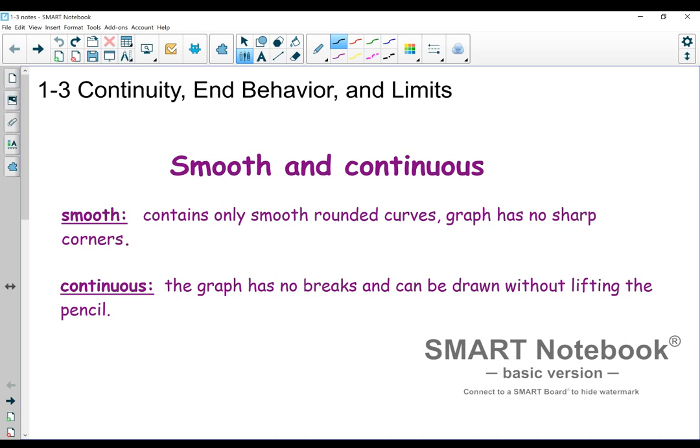1.3, Continuity, End Behavior, and Limits. In this section, we're going to continue describing functions with rich language and work on our math vocabulary.